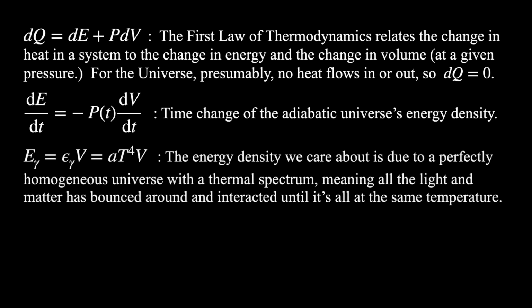Now we need an expression for the energy. We can use the energy density of a black body that we've been playing around with in the previous slides, and the volume V. That works out to be a, the radiation constant, times T to the fourth, the temperature to the fourth, times the volume. We really only care about the temperature here because a is the radiation constant.